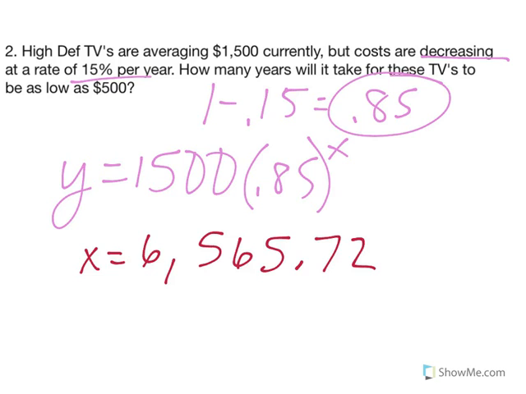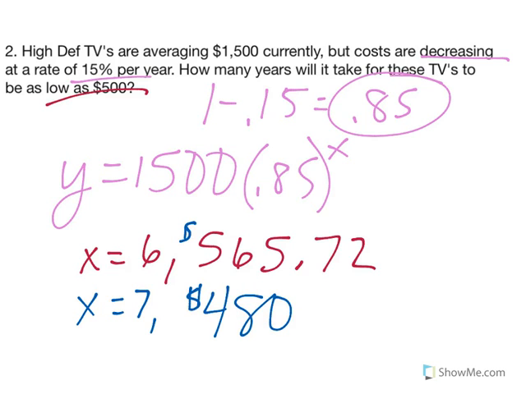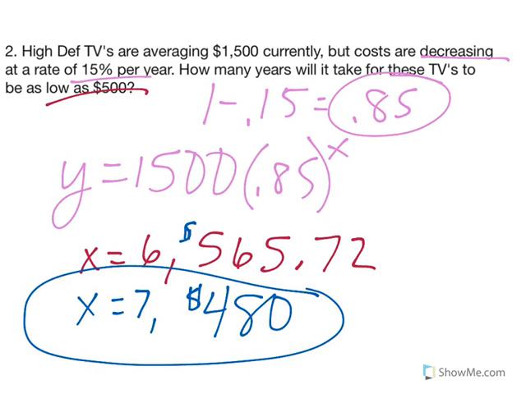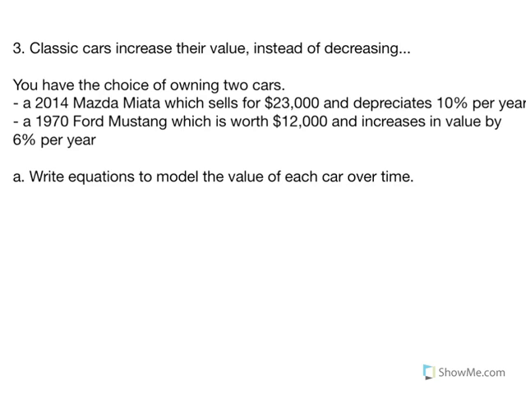So we are not quite as low as 500. We're at 565. So let's go another year. Let's ramp it up to 7. Well, after 7 years, the TV will be at about $480. So because after 7 years, it's at $480, that's how long it'll take. So if you're waiting until the TV is only $500 so you can buy it, you're going to have to wait 7 years to do that. Okay. Well, at least that'll give you plenty of time to save your money.